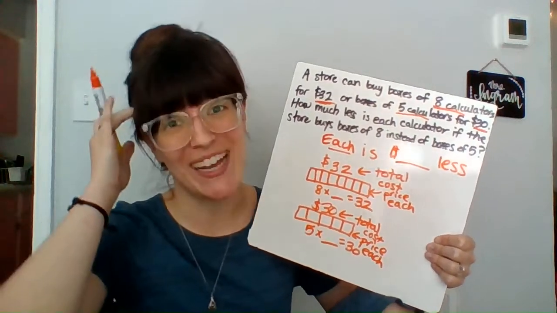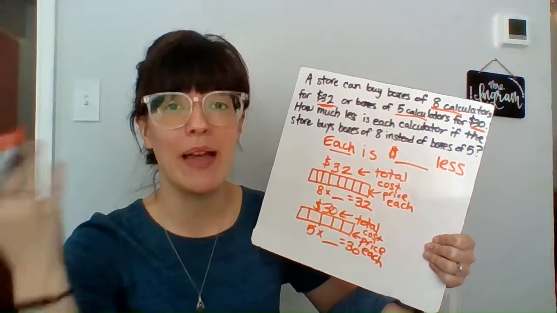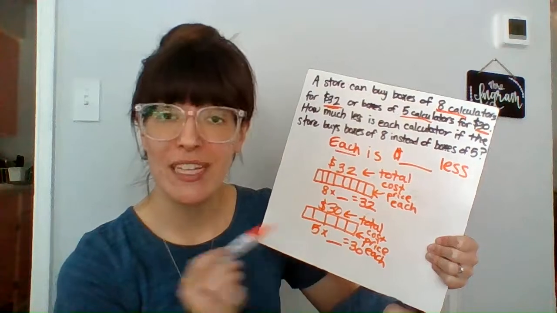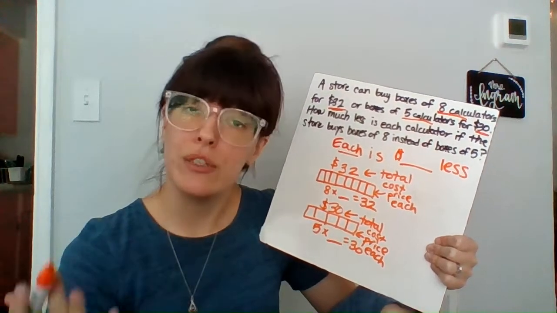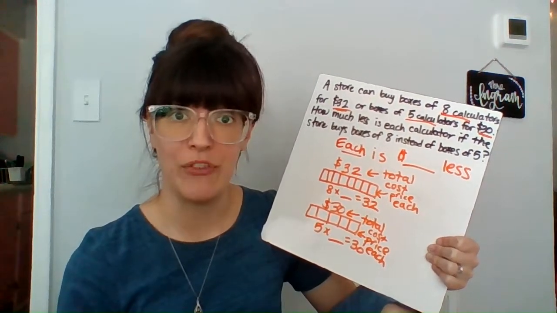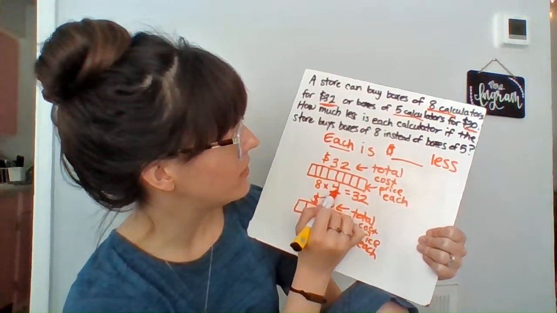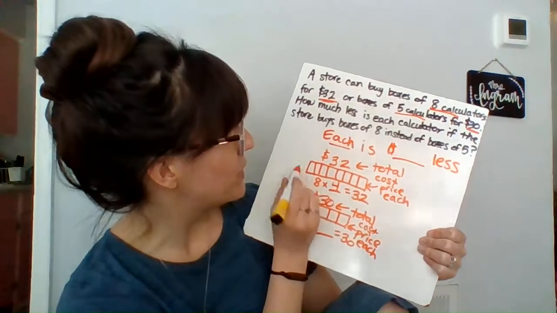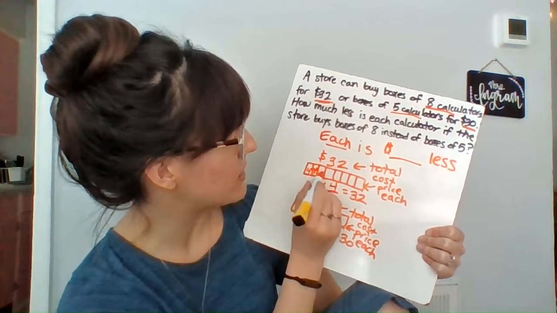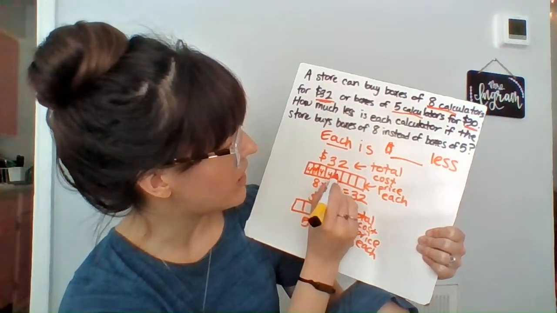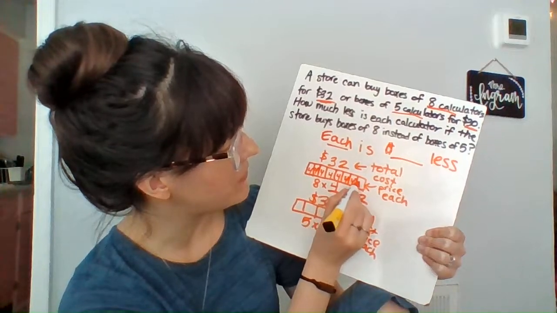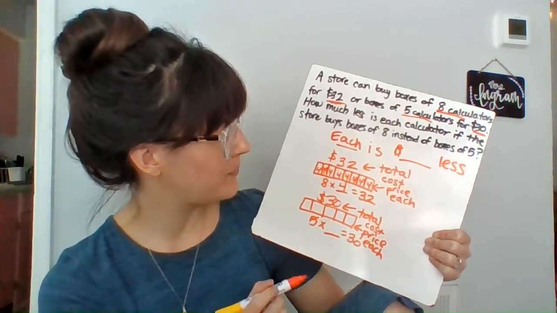Now I'm going to use my fact families to help me because I already have my multiplication facts memorized. If you don't, you can use skip counting or equal groups to help you find out these. So I know that 8 times 4 equals 32. So I know that 4 can go in each of these boxes because if each calculator costs $4, if I add up all of these, it would equal 32.